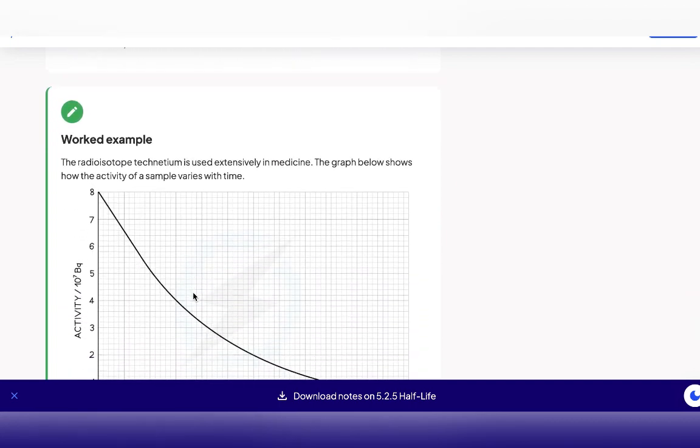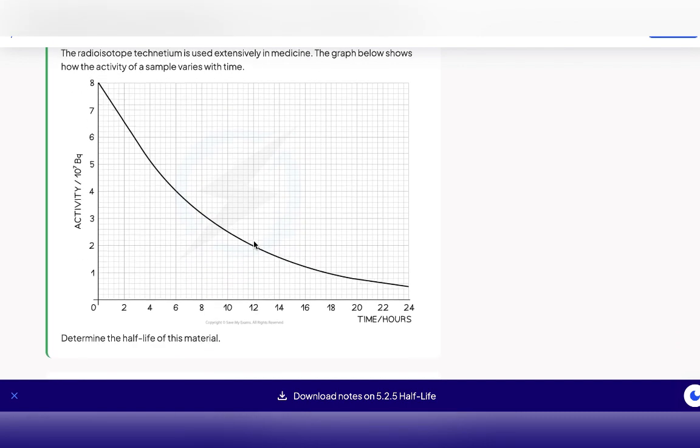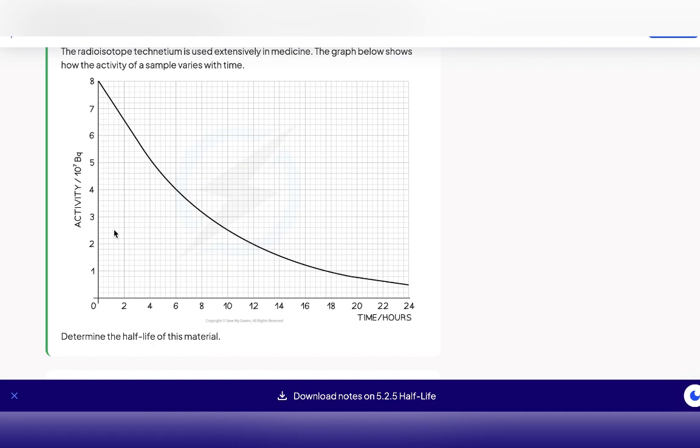Okay, now let's take a look at a good example from here. The radioactive technetium is used extensively in medicine. The graph below shows how the activity of the sample varies with time. You can see here the activity in Becquerel, Bq. I told you activity is in Becquerel, Bq. So any number you see here is times 10 to the power of 7. That's why they put this one here. So if you see 8, it means 8 times 10 to the power of 7. If you see 7, it means 7 times 10 to the power of 7. So these are in times 10 to the power of 7. Is that okay? And the time is in hours.